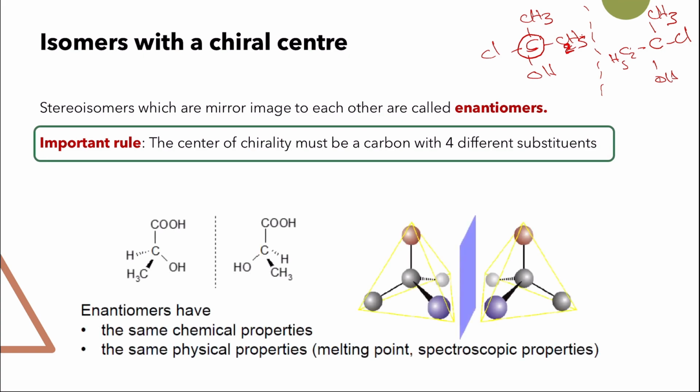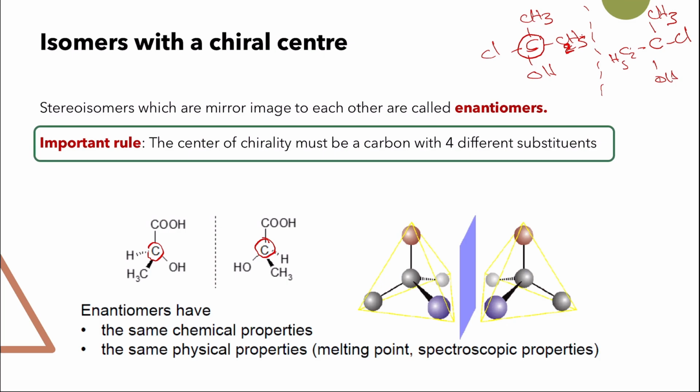So this is an example of two enantiomers of the compound. And then we have the center of chirality, this carbon atom, which has four different substituents. These enantiomers will have the same chemical properties because they have the exact same functional groups, and they are also going to have the same physical properties, such as melting point and spectroscopic properties. But they are still different compounds. They are mirror images of each other and they are not identical.